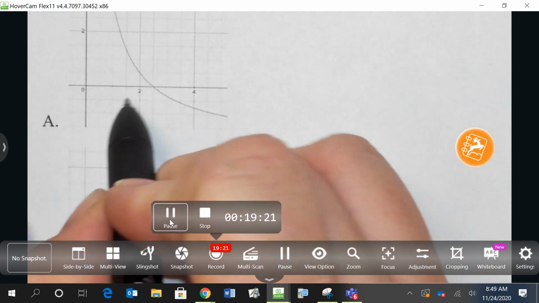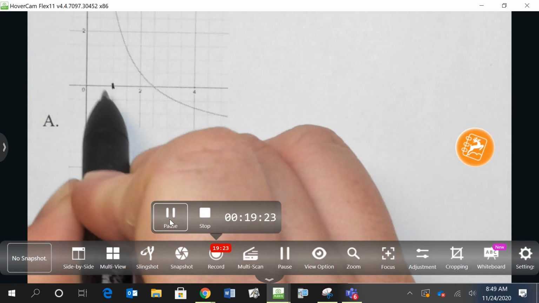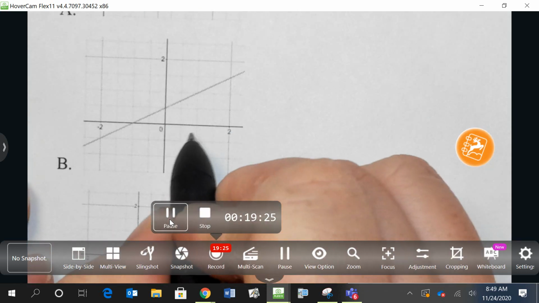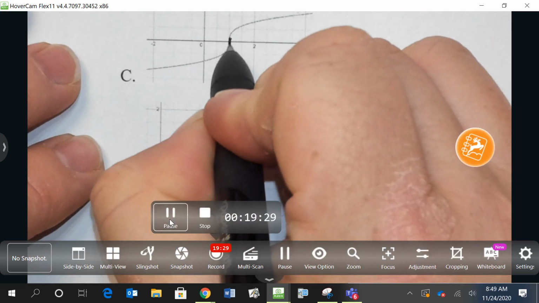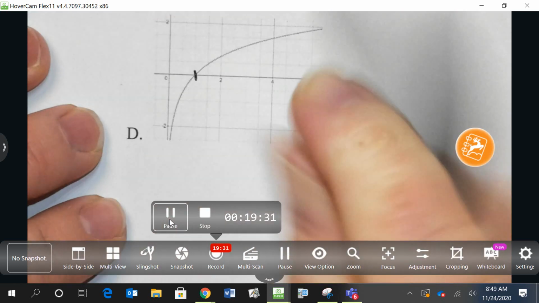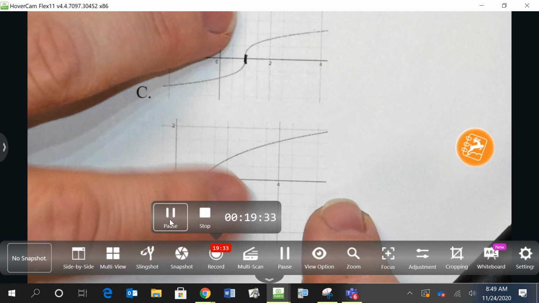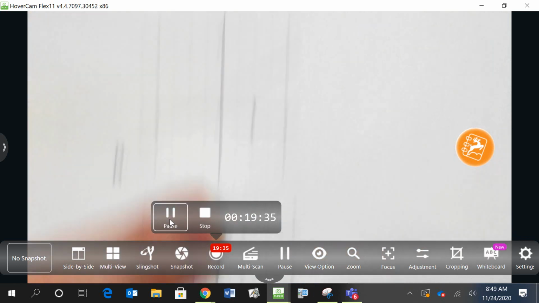Okay, here's 1, 0. This does not have a 1, 0, okay? This does not have a 1, 0. This has a 1, 0. This has a 1, 0. So it's one of these two right now. It's one of these two. Let's go up to another one.